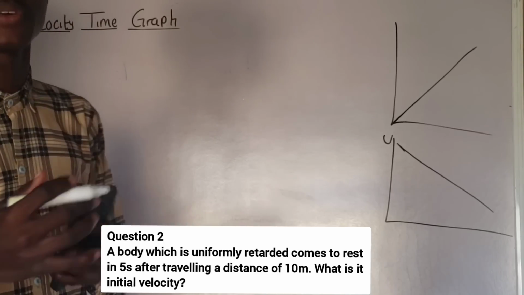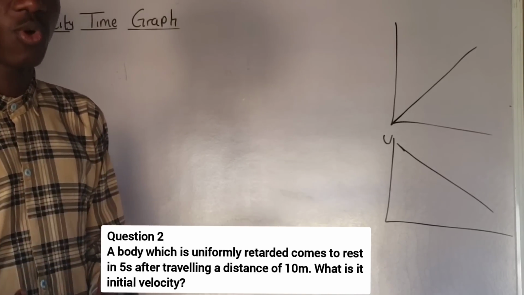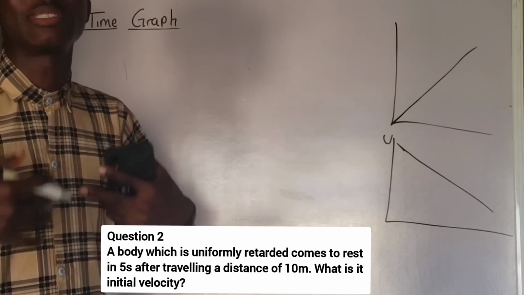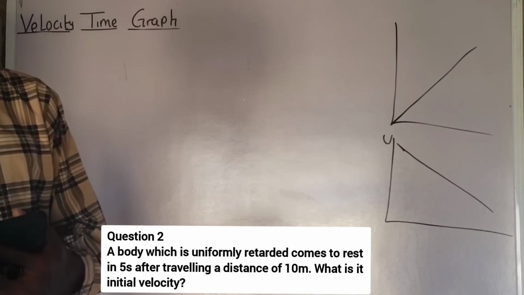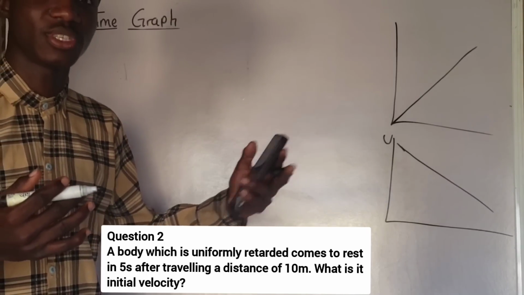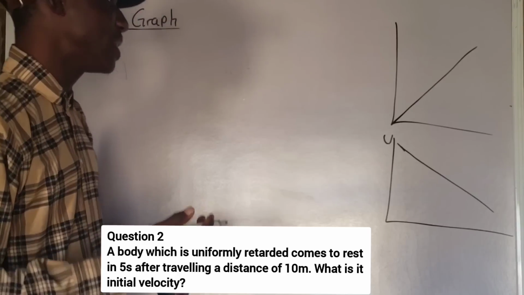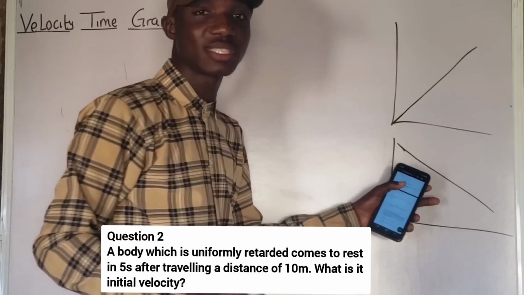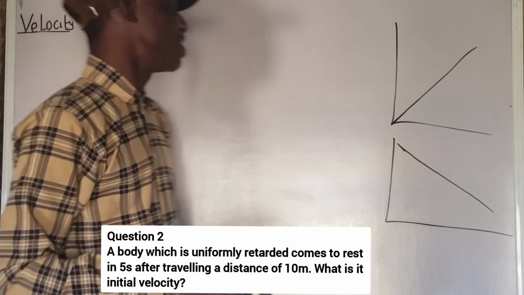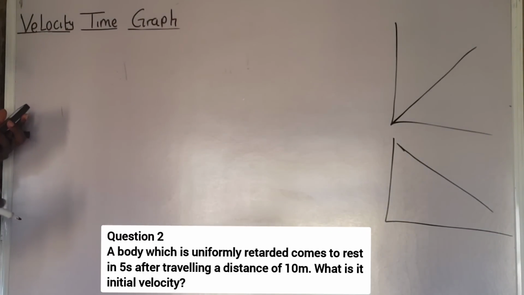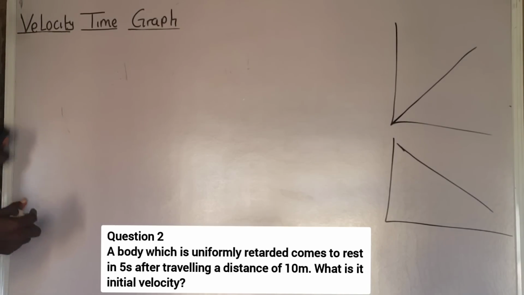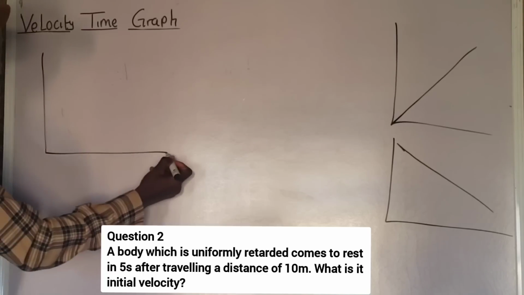So we have an initial velocity because the body comes to rest. And coming to rest means that it was traveling with a particular velocity before. That velocity is what we call the initial velocity. Do you understand? Okay. So when the body comes to rest, the velocity time graph looks like this. Okay. Let's go back to the question. A body which is uniformly retarded comes to rest in 5 seconds. Let's have the velocity time graph.